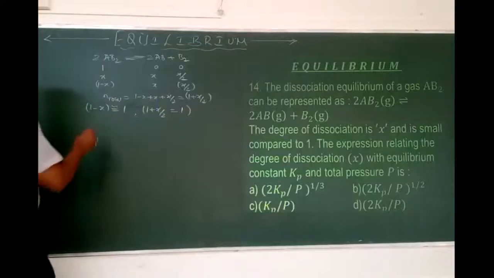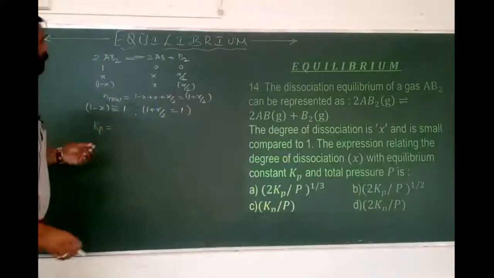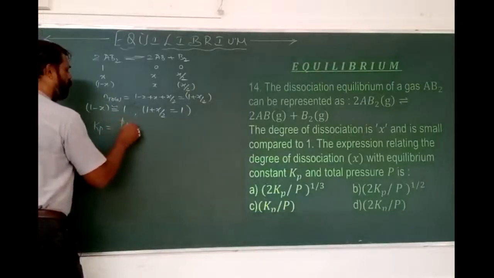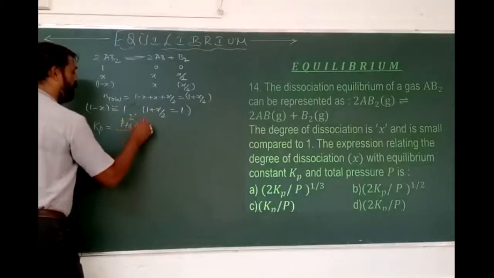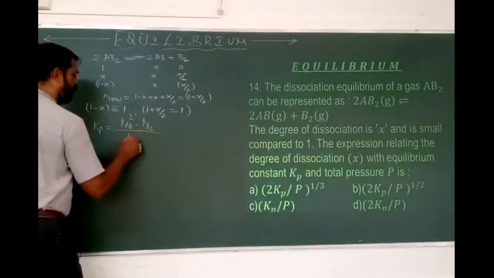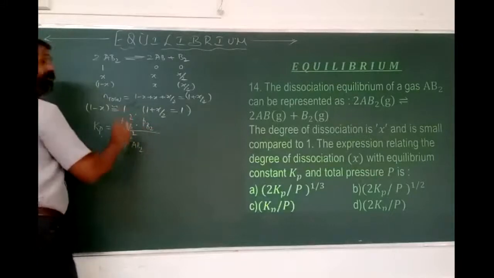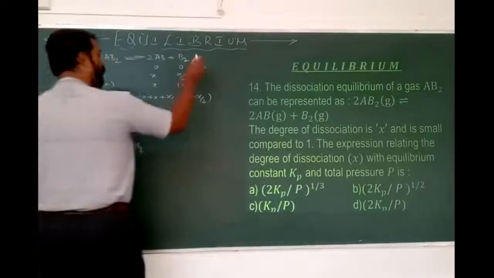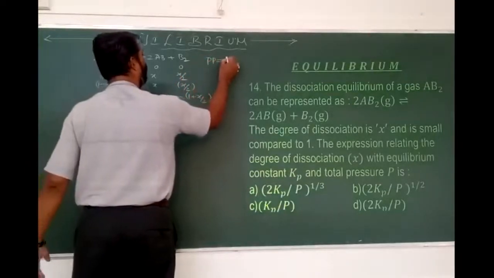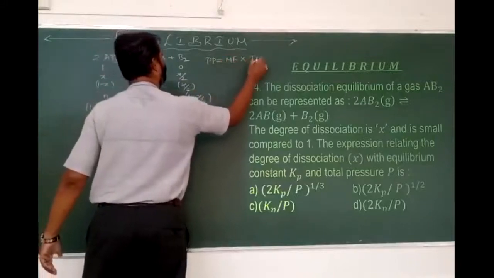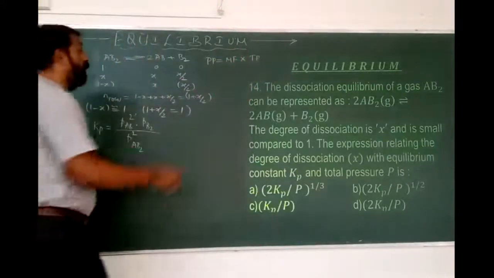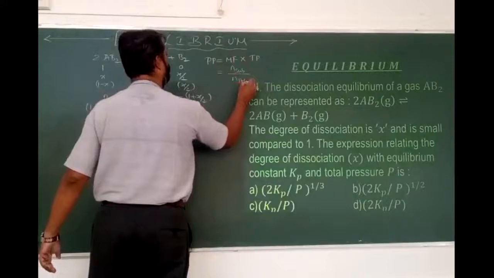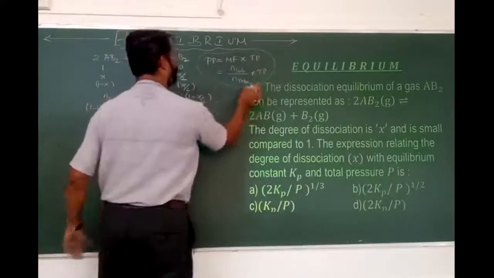Now what is the value of Kp here? Kp is equal to partial pressure of AB whole square into partial pressure of B2 divided by partial pressure of AB2 whole square. This is the expression for Kp, products divided by reactants. First you have to know that partial pressure is equal to the mole fraction into the total pressure. The mole fraction is the number of moles of that particular substance divided by the total number of moles. This formula you have to be very familiar with first.